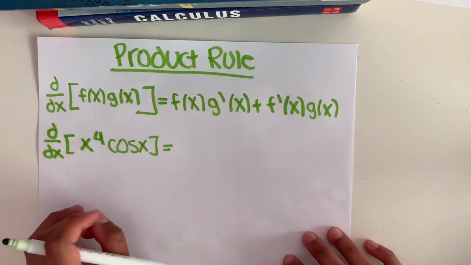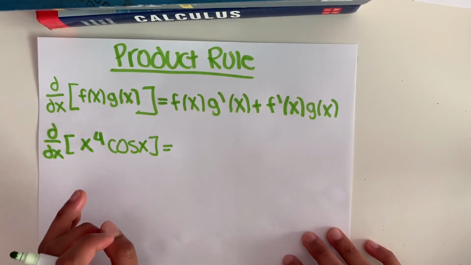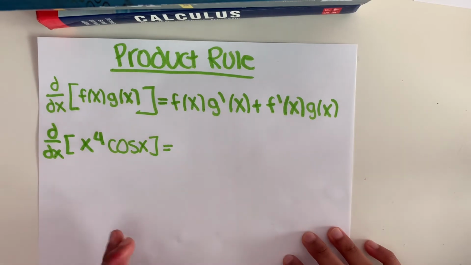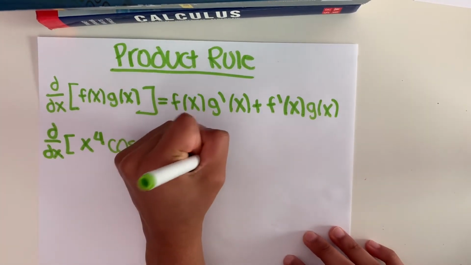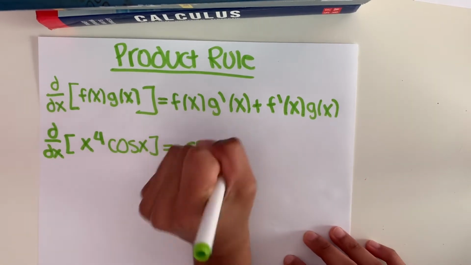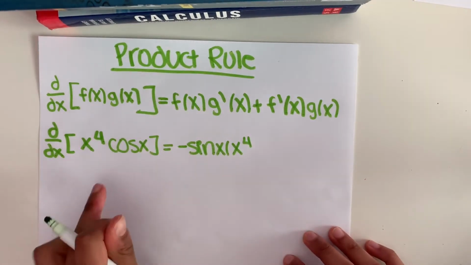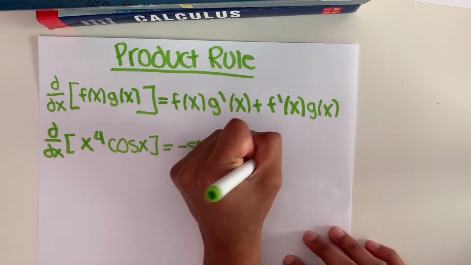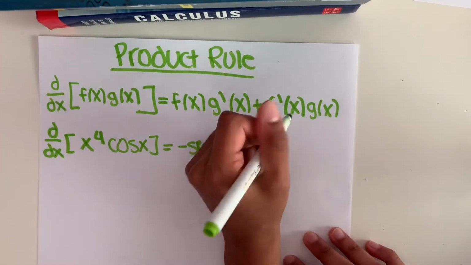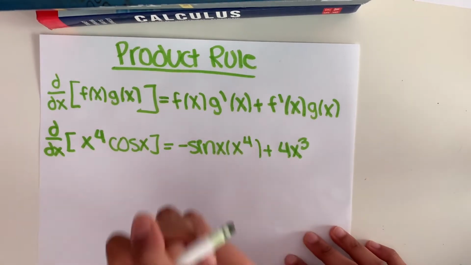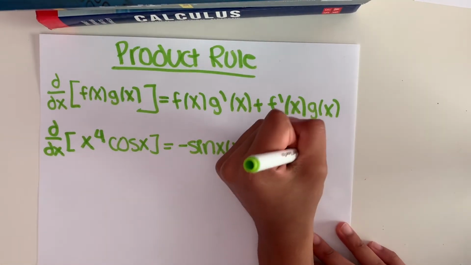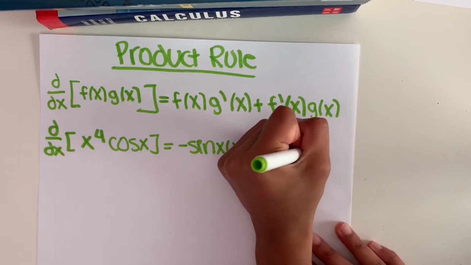So you take the derivative of the second function. The derivative of cosine x is negative sine x. So negative sine x times x to the fourth, because you keep that first function the same, plus you take the derivative of the first function, which is 4x cubed, times you keep the second function the same. So that would be cosine of x.